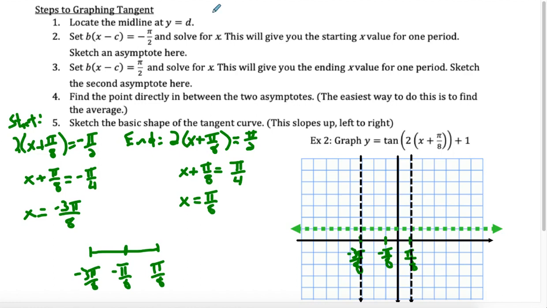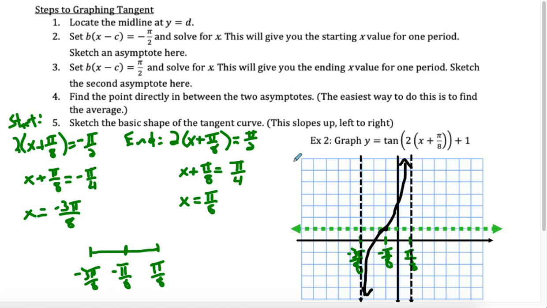Now, the one thing that we would need to be careful of here is that tangent will cross the midline at negative pi over 8. Okay? So we need to make sure that we're showing it crossing the midline, not the x-axis in this case, because we had a shift up 1. Okay? So those are the points that I would grade you on.